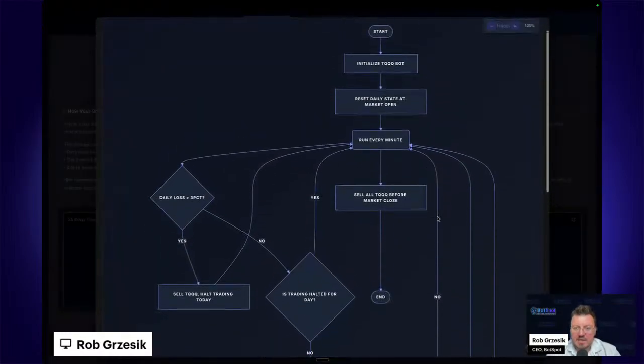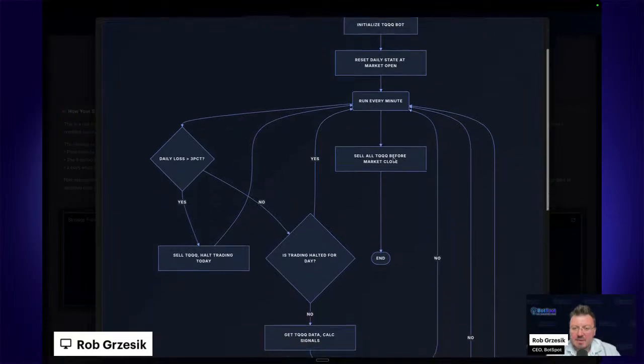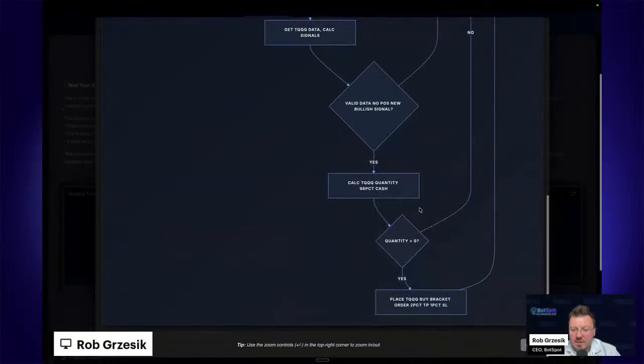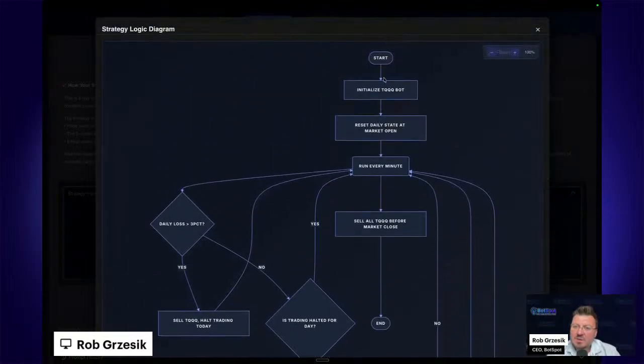So we created this, right? So run every minute, sell all TQQQ before market close. Let's see, it started from the bottom. This is kind of a weird looking chart here. Where does it start? Start, initialize, sell all TQQQ before market close, end. Oh, it goes this way. It goes like this. We've got to fix our AI to make these look a little bit more legible.